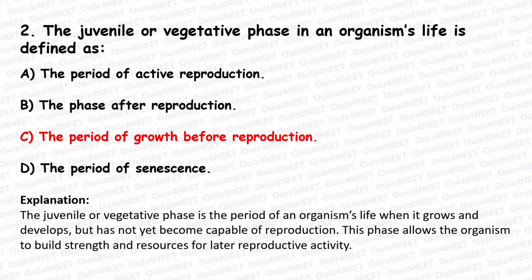Explanation: the juvenile or vegetative phase is the period of an organism's life when it grows and develops but has not yet become capable of reproduction. This phase allows the organism to build strength and resources for later reproductive activity.